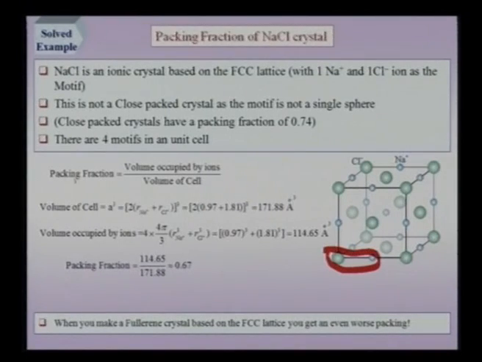As before, the definition of packing fraction is volume occupied by ions divided by the volume of the unit cell, and for now we will assume these ions are spherical. Volume of cell is a cube, where a is nothing but twice the radius of sodium ion plus twice the radius of chlorine ion, the whole cube, which for the actual sodium chloride structure is 1.71 plus 0.88 angstrom, cubed. Volume occupied by ions is 4 times 4 pi by 3 times radius of sodium ion cube plus radius of chlorine ion cube, which is the simple volume calculation for the spheres, and it turns out to be 114.65 angstrom cube. The packing fraction is the division of these two numbers, which is about 67%.